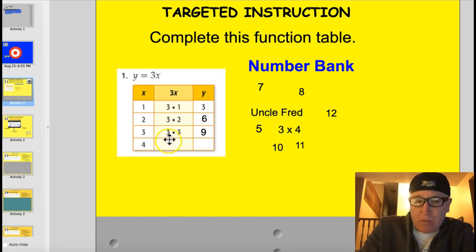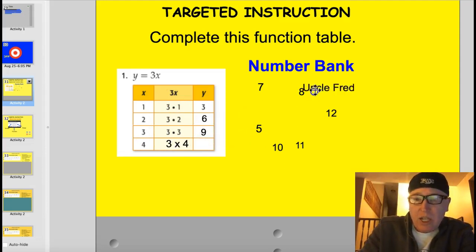Now we've lost the function, but we still know what the pattern is here. It's 3 times x. If x is 4, it's going to be 3 times 4. That equals Uncle Fred. Actually, that equals Uncle 12.